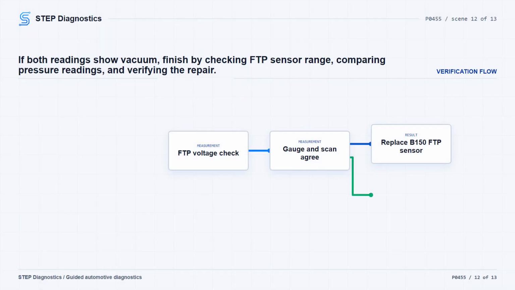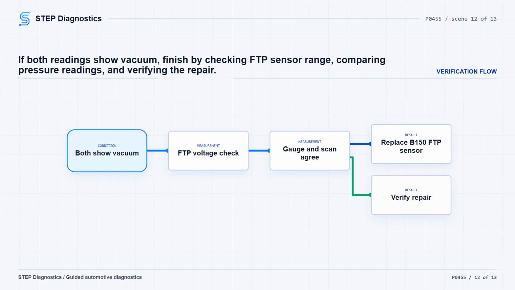If both the gauge and the scan tool show vacuum, continue the check. Verify that the fuel tank pressure sensor parameter increases to greater than 3.2 V, and that the pressure values are similar between the scan tool fuel tank pressure sensor and the vacuum pressure gauge on the GE41413A. If it is not within the specified range, replace the B150 fuel tank pressure sensor. If it is within range, that part of the test is okay. After any repair, keep verification separate from the pinpoint testing. Verify the repair and confirm the code stays gone.